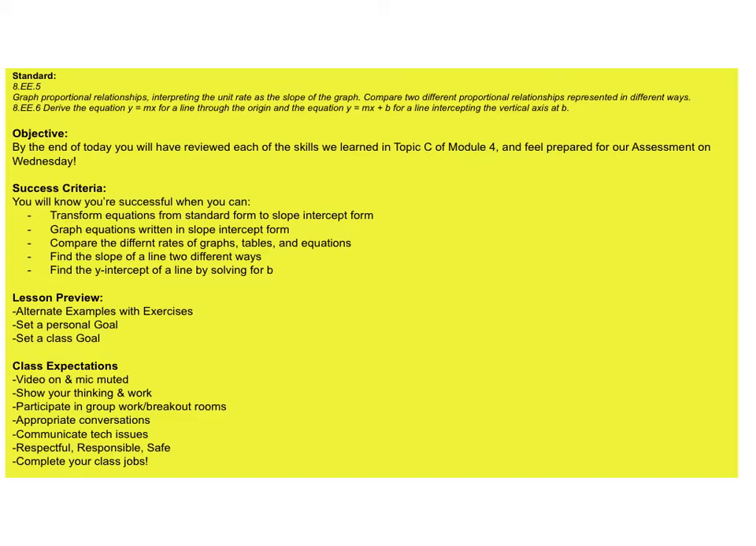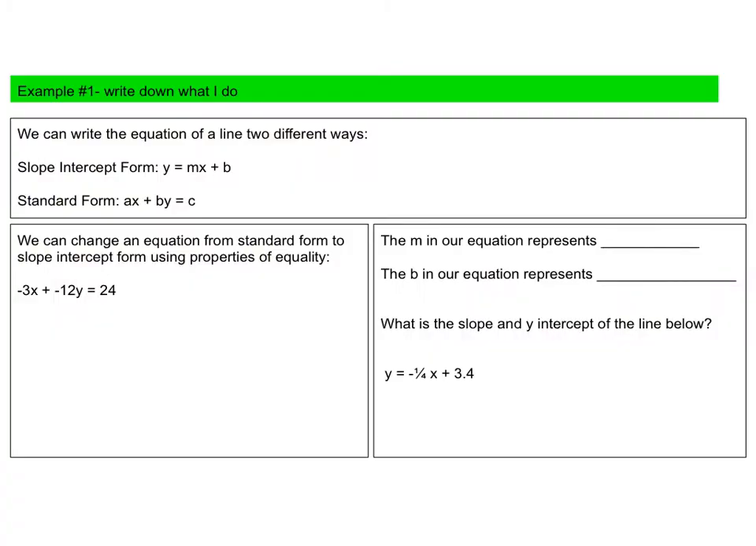So we're going to go ahead and get started today with some examples and exercises and get to practicing for our test. All right, here is our first example. I've just written a few different things up top that I wanted to make note of. So it says we can write the equation of a line in two different ways. We have slope-intercept form, which is y equals mx plus b. And we have standard form, which is ax plus by equals c.